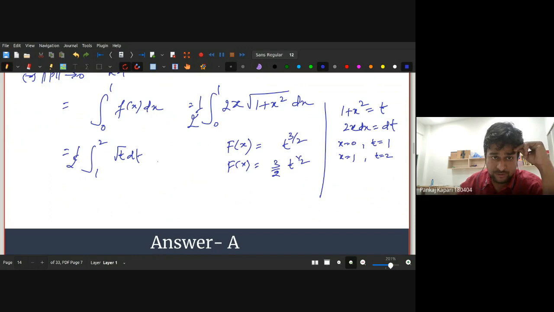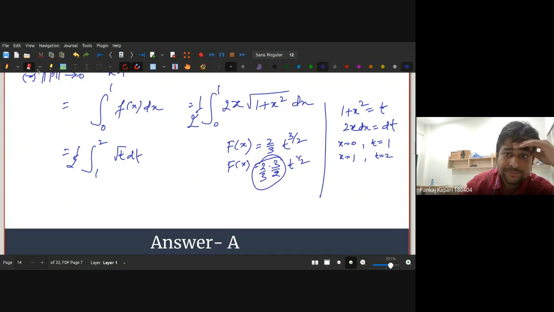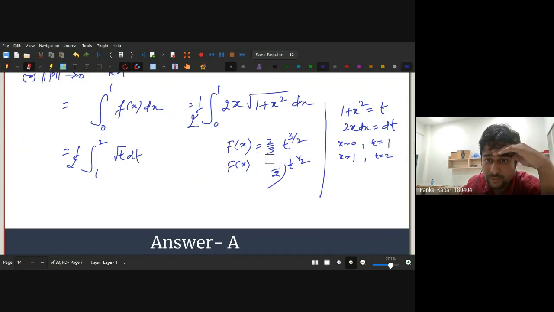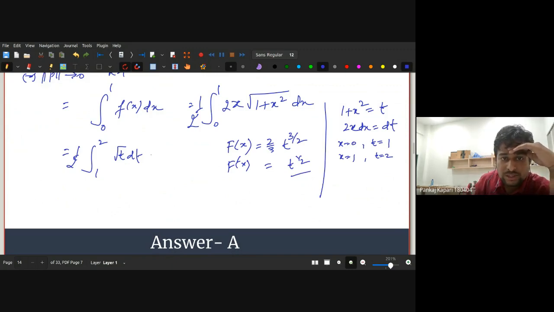But we have square root t, so we can make that by multiplying by some number, right? Multiply by 2 by 3. Then here also we have 2 by 3, and they will cancel with each other. So for this particular function, the derivative becomes t to the power half, which is just our function which we want.